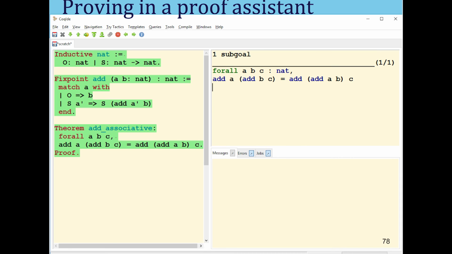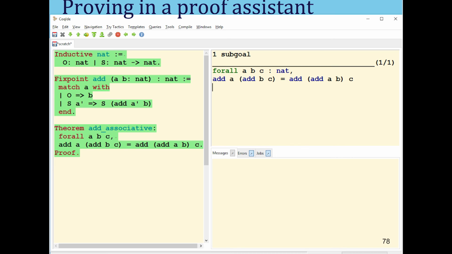It's a program. It takes a and b, which are natural numbers, and by case analysis on a, if a is 0, it returns b, and if a is the successor of a prime, then it returns the successor of add a prime b. So it's a recursive function, but it's well-founded recursion. It's structurally recursive on the structure of a, so it's defined.